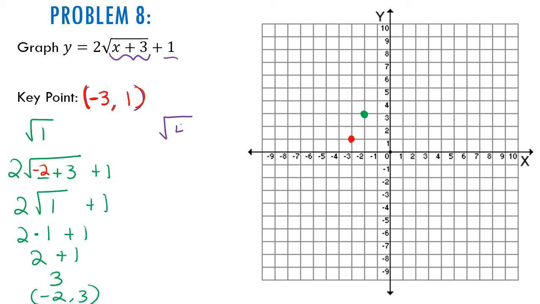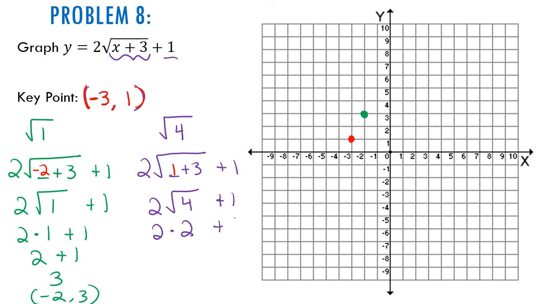Then we have the square root of 4. So we're going to ask the question, what number plus 3 would equal 4? And so we would need a positive 1. So 1 plus 3 is 4. So we're going to have 2 square root 4 plus 1. The square root of 4 is 2. Remember, the 2 in front and the 2 we get from the square root of 4 will times together to make 4. We add 1, we get 5. So our coordinate is 1 comma 5. And now we connect our points, drawing the graph to the right.